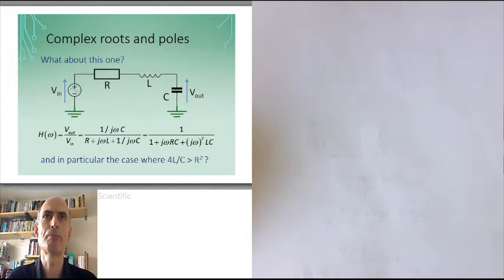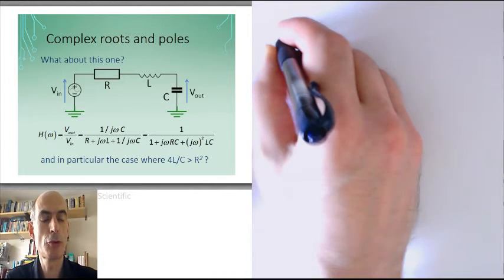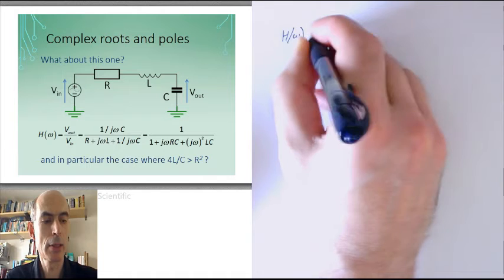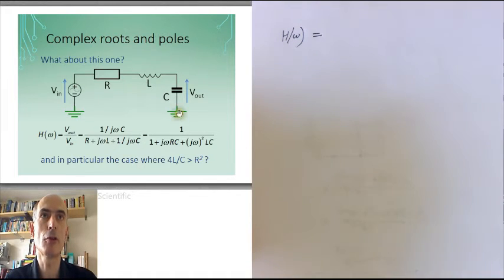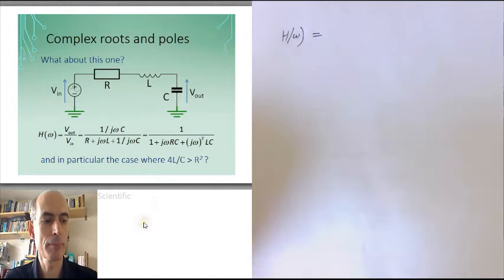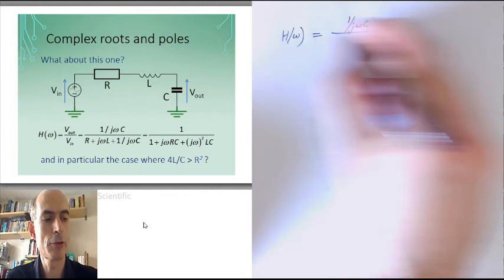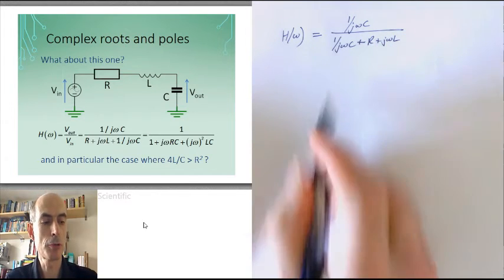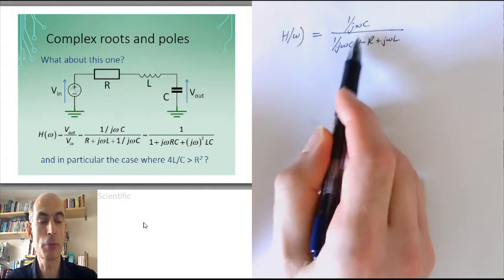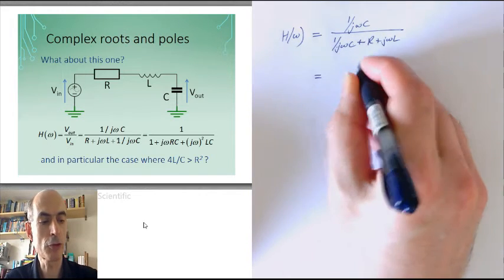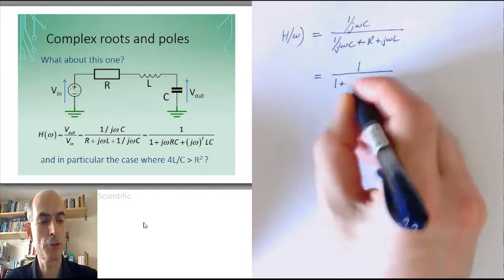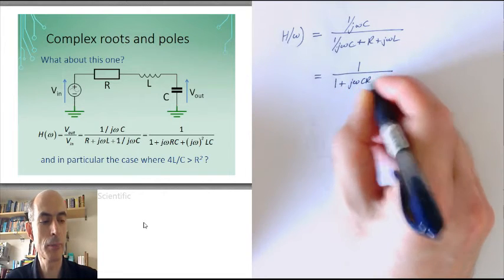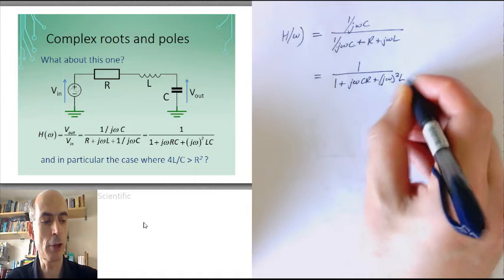Finally, we'll look at this one. Again, we can analyze it using the potential divider equation. We would just end up with h of omega equals the complex impedance of the component down here, which is 1 over j omega c, divided by the total complex impedance of all of the terms in the circuit. Multiply up by j omega c to get the top and the bottom in the form of polynomials. We would just get 1 over 1 plus j omega cr plus j omega squared L times c.